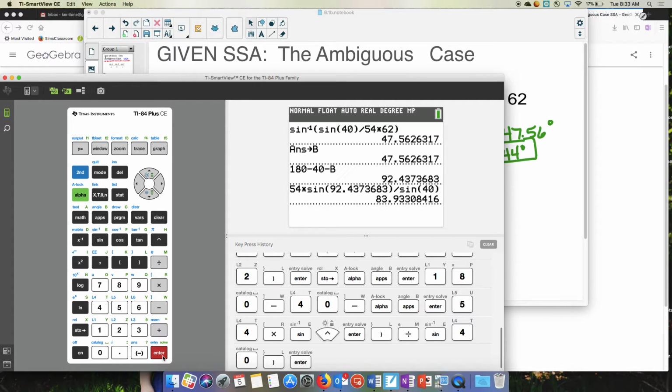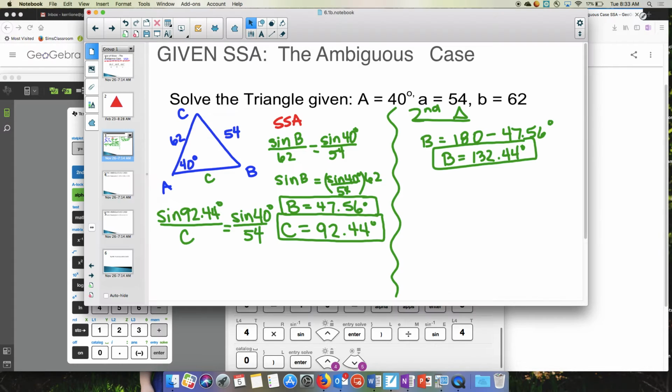Get 83.93. Okay, your calculator is very intelligent. It has some nice features to it. Whether you store answers or you use the arrow to go back up and highlight answers, use it to help you so you don't have to type things in again. Okay, so side C is 83.93.